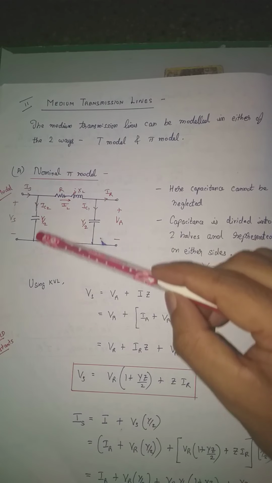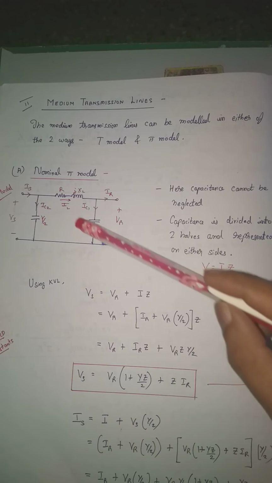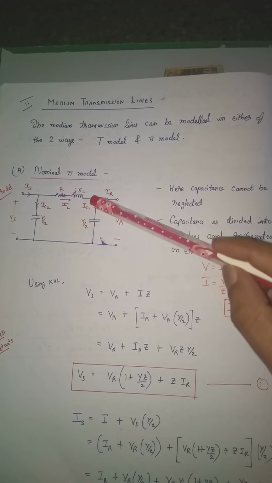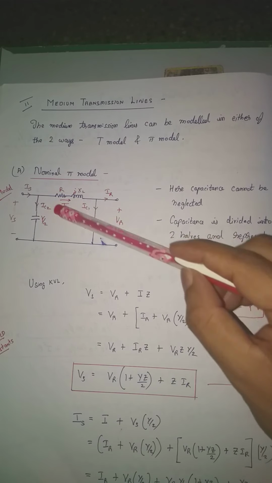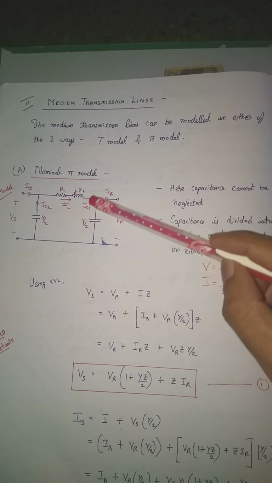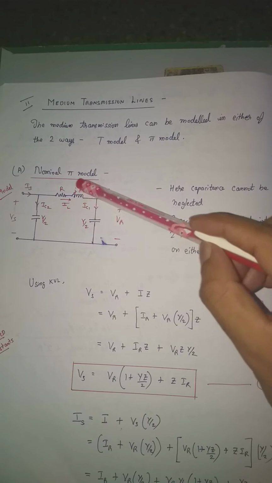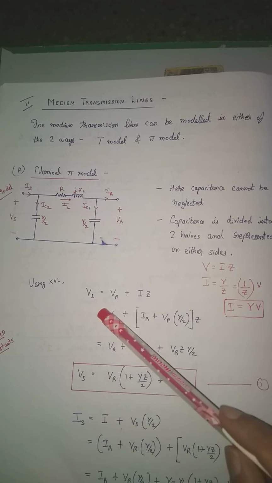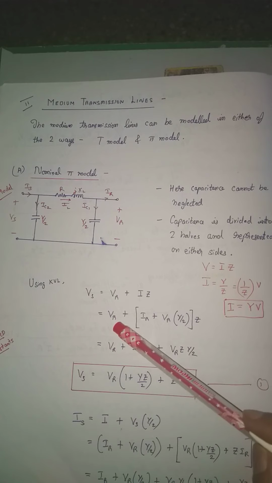So voltage across this is nothing but Vs. So I'm writing Vs here is equal to voltage across this capacitor, which is nothing but Vr, plus voltage across this particular section, which is I into Z. Let some current I flow and the impedance be Z. So Vs is equal to Vr plus I into Z. So Vr is taken as it is.